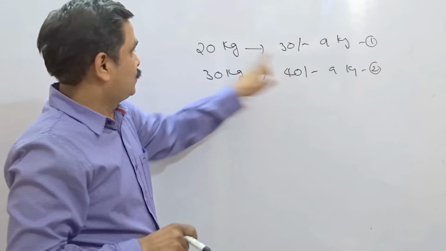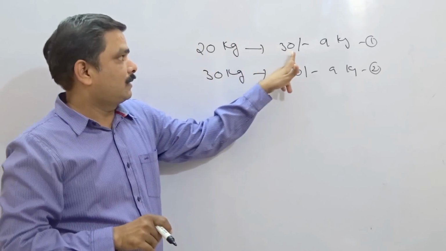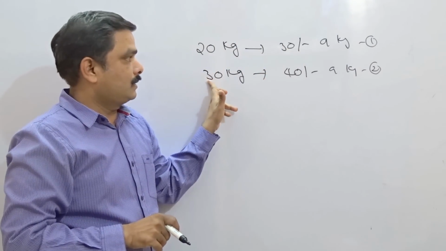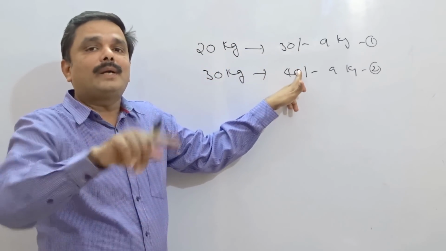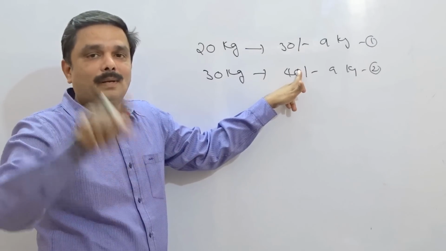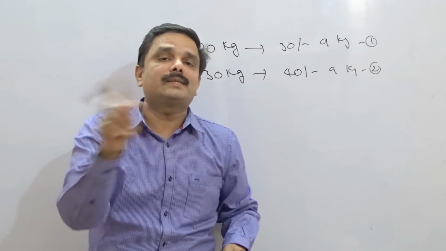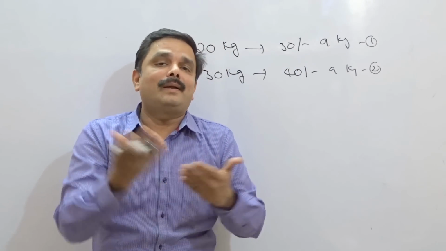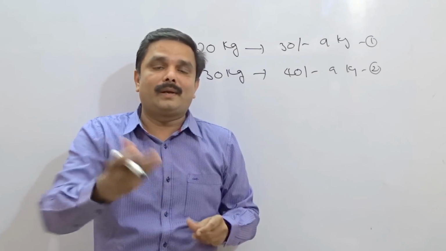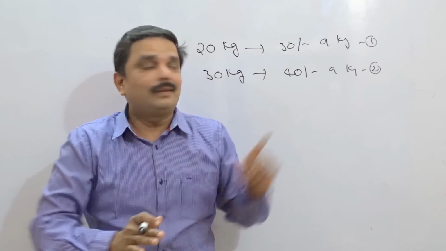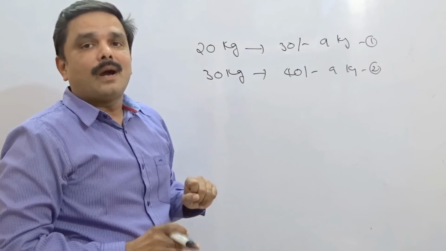Suppose they give it in this way: he has 20 kgs of rice at 30 rupees a kg, and 30 kgs of rice at 40 rupees a kg. What is the average price per kg of the mixture? If the quantity were the same in both cases, directly the average of 30 and 40 would give the answer. But here, the quantity has changed.